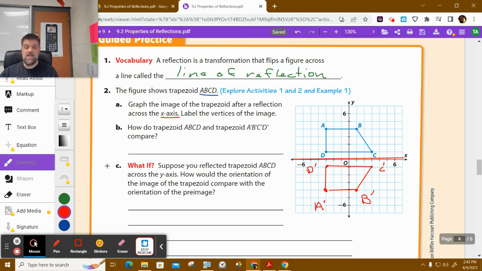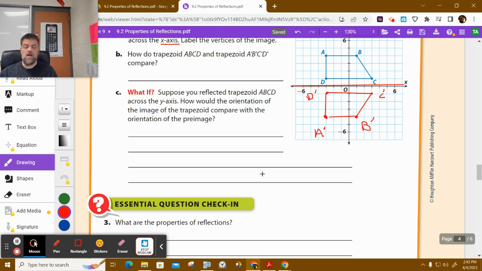And then lastly, it says, suppose you reflected trapezoid ABCD across the y-axis. How would the orientation of the image compare to the orientation of the pre-image? It would be reversed horizontally. Oh, I thought it meant like it was in the exact position it was right now. I don't know, my brain didn't work when I was doing this question.